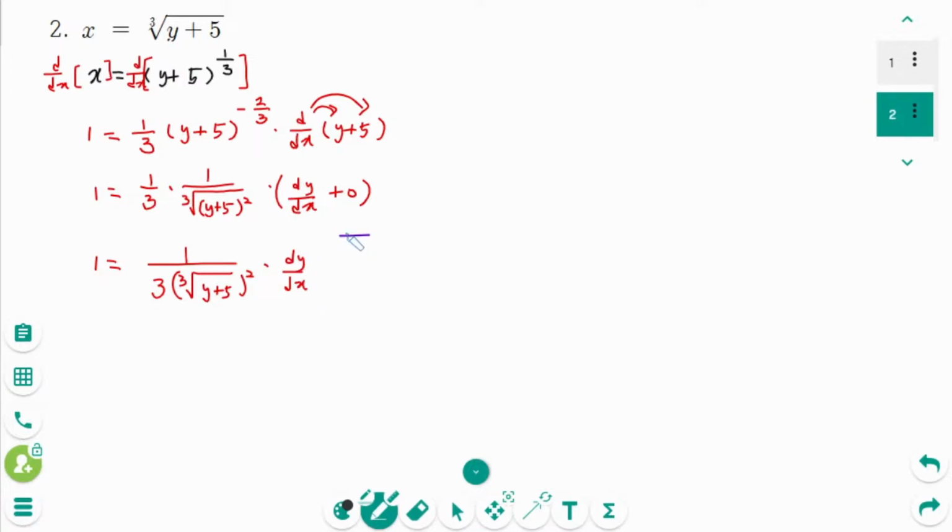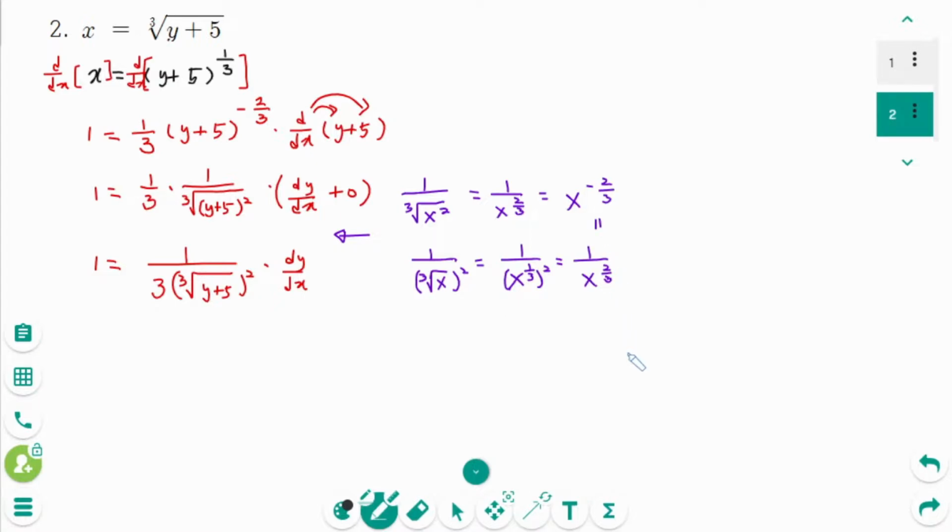If you don't understand this part, please remember 1 over the cube root of x squared equals 1 over x to the power of 2/3 equals x to the power of minus 2/3. 1 over the cube root of x, then squared, equals 1 over x to the power of 1/3 squared, 1 over x to the power of 2/3. We have the same answer.